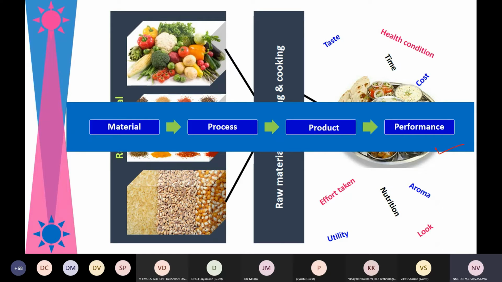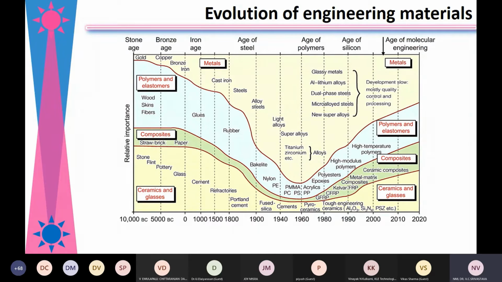Now we come to see how the materials evolved through the ages. Here, in the very ancient age, the major important materials were ceramics and glasses, which came through stones. Is my cursor visible to you? Hello. Yes, it is visible, sir. Okay. Yes, so initially we had stones, clays, and glasses, which are naturally occurring.